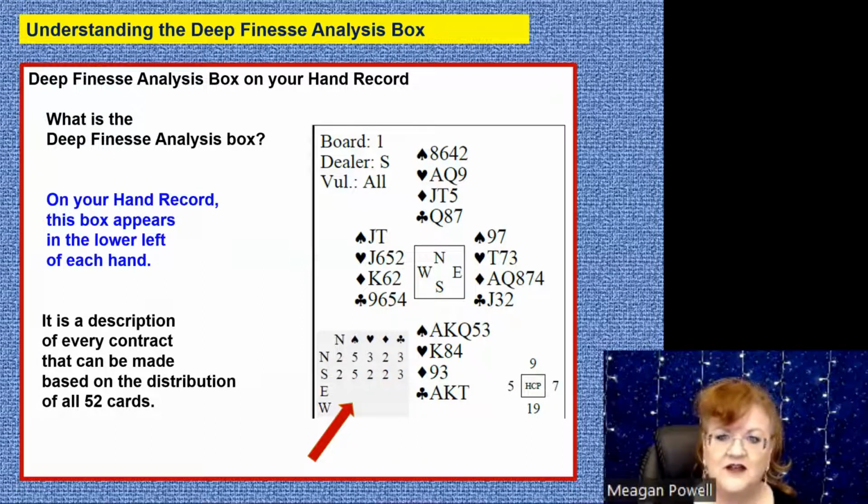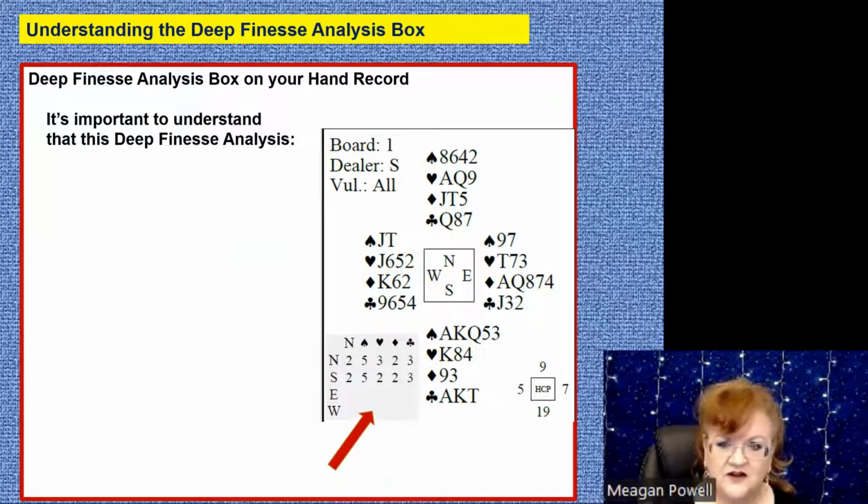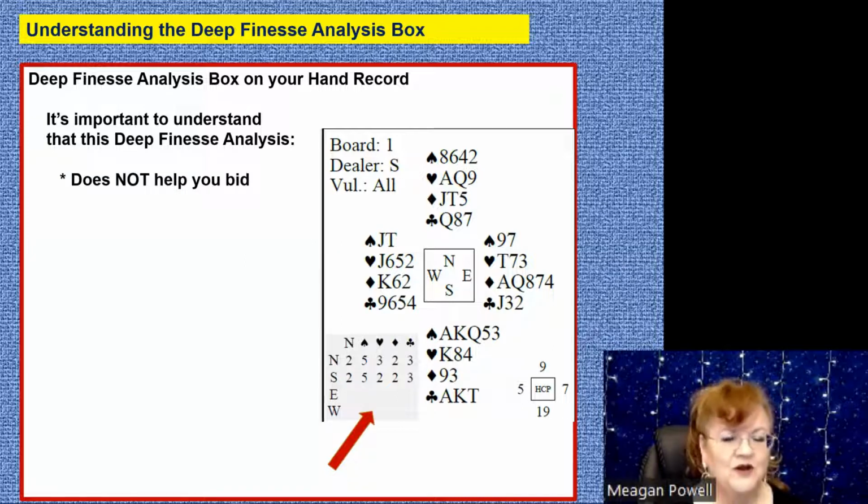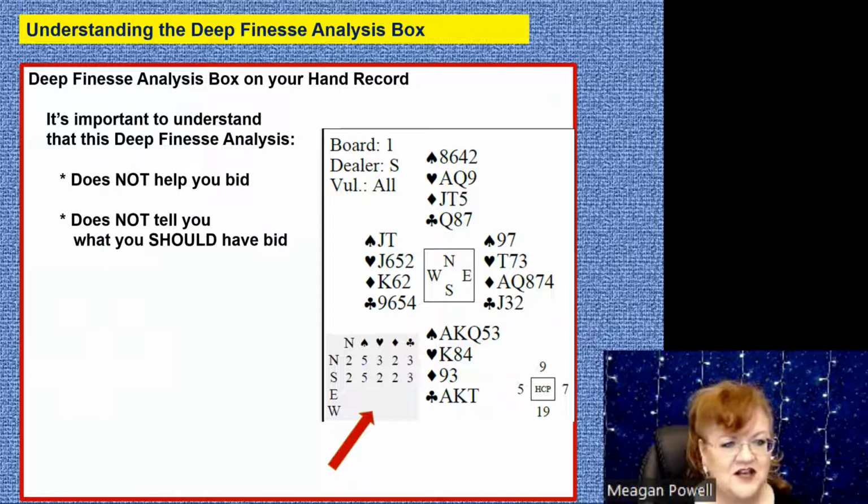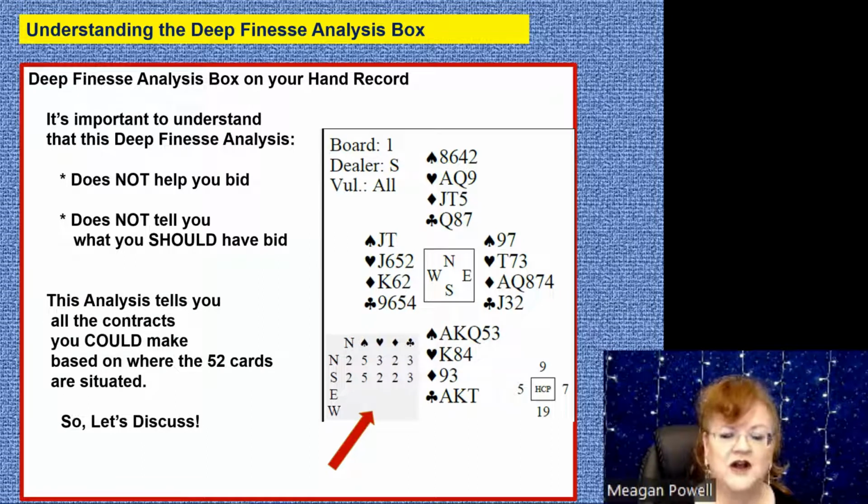Now, it helps to understand the pieces of this little helper tool because a lot of people think that this box explains what you should bid. That's not necessarily true. This does not help you bid necessarily. It does not tell you what you should have bid necessarily. Instead, it tells you what contracts could be made based on where the cards are actually situated. So let's take a look at this box and all of its pieces here.